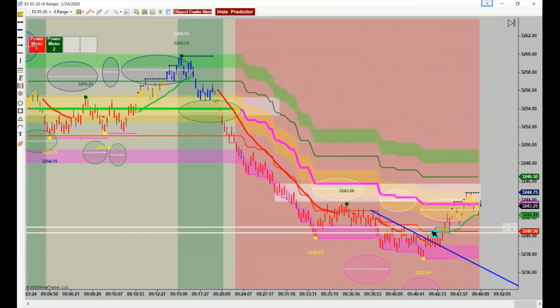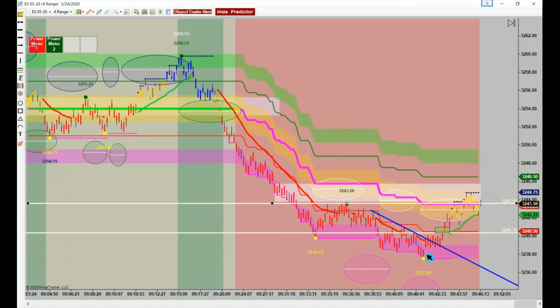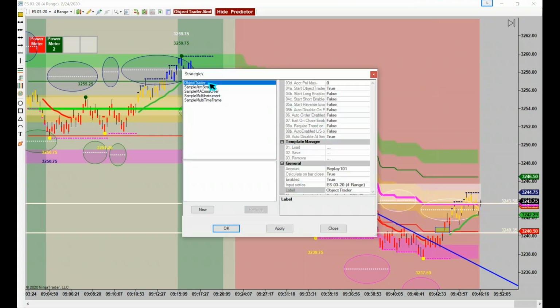Could that have actually been a long trade? A scary long trade, but what if it takes out Lightning 3? Let's see if it takes out Lightning 3. Don't do it on the first time. Do it on the second time. Let's see if we can get a 10-tick trade just for the fun of it.